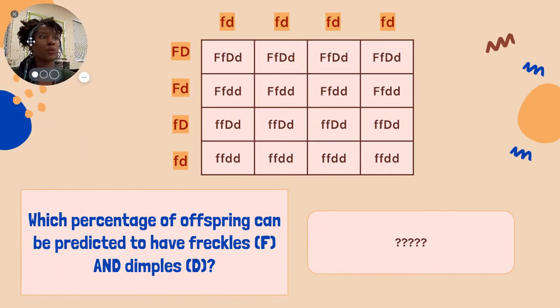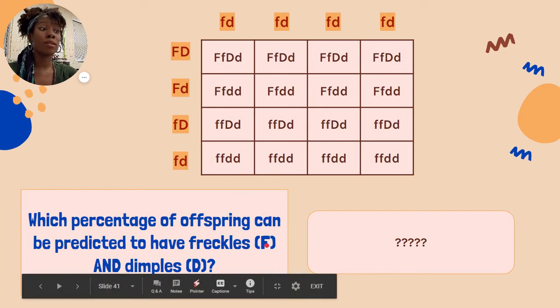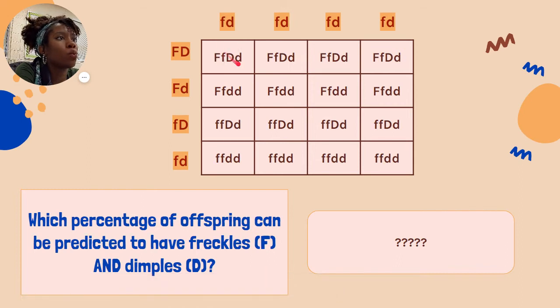Okay, so I have some questions for you. Now that we've taken our parental genotypes, found our parental gametes, put them on the Punnett square, and figured out the Punnett square, we can finally answer our questions. So, the question here is asking, which percentage of offspring can be predicted to have freckles, so that's going to be a dominant, and dimples? So who's going to have both freckles and dimples? So let's see, right here. They have freckles, they have dimples. That's 1. They have freckles, they have dimples. That's 2. They have freckles, they have dimples, that's 3.